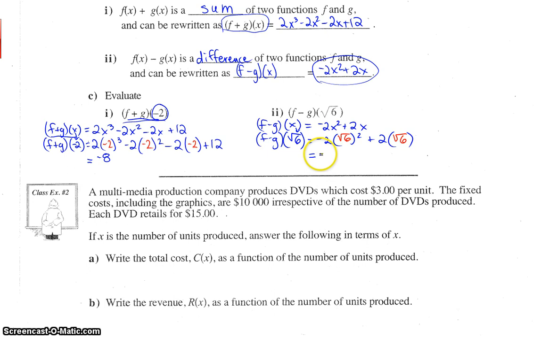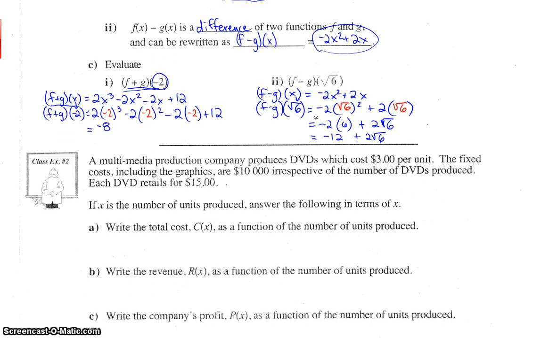So let's simplify this. -2, √6 squared. So if you square a square root, that should eliminate the square root. So that would just be 6 plus, now 2 times √6, not much you can do with that. You would just simply multiply them together and it would be 2√6. Okay, one more step to simplify. -2 times 6, -12. And we have plus 2√6. And there we go. That's our final answer for f minus g at √6.